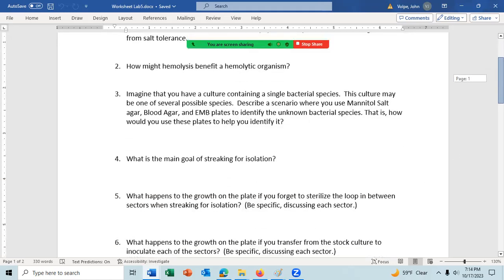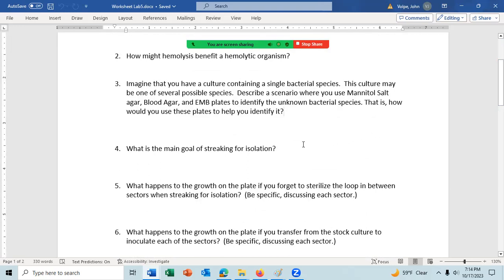4, what is the main goal for streaking for isolation? 5, what happens to the growth on the plate if you forget to sterilize the loop in between sectors when you're streaking for isolation? You need to be specific and detailed in your answer, discussing each sector. If you do not discuss each sector, I really will probably not be able to tell if you know the answer or not. So please discuss each sector.